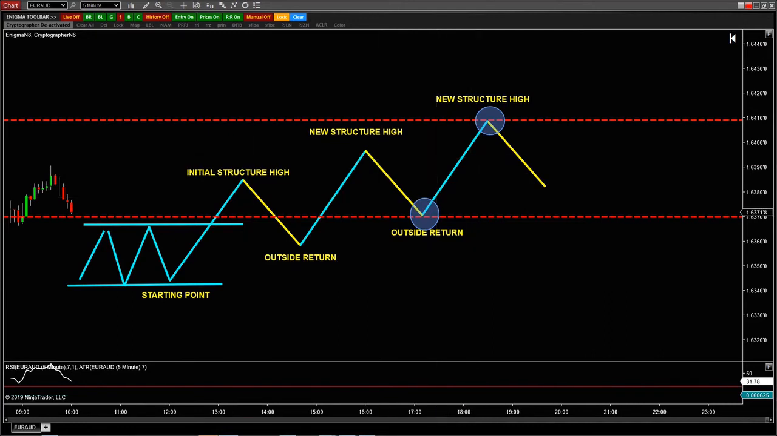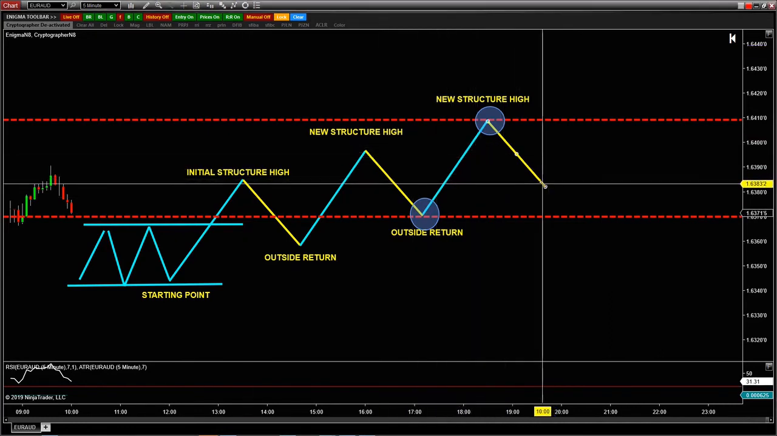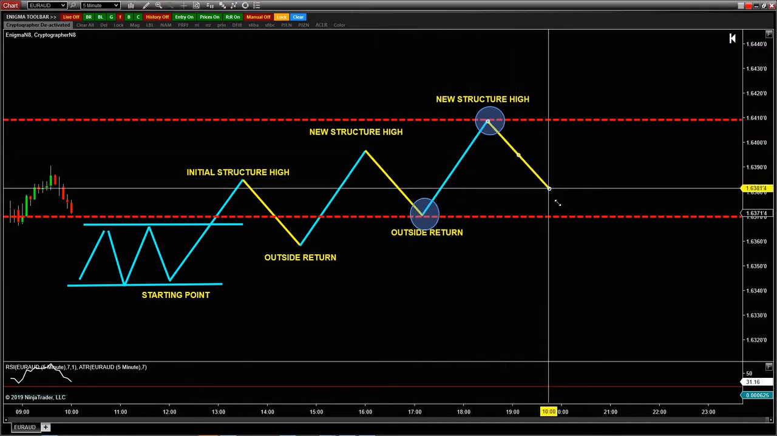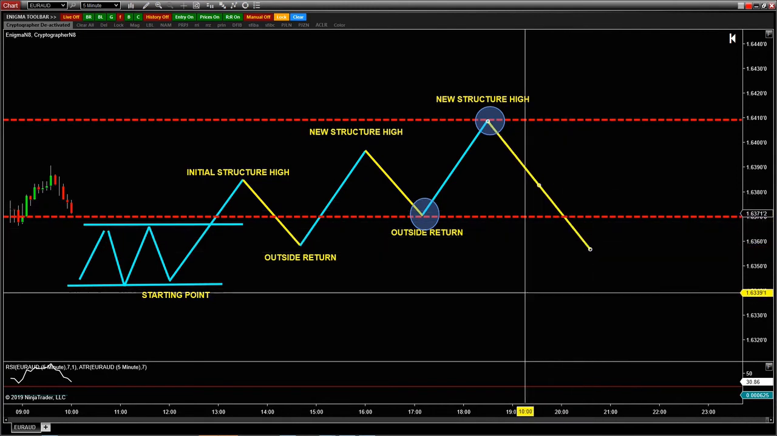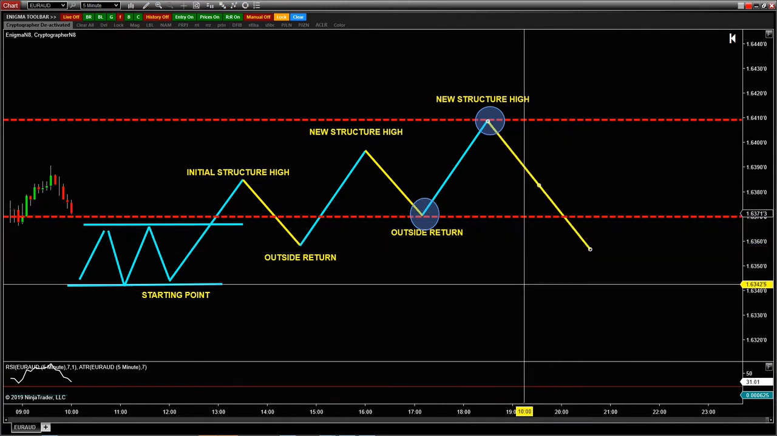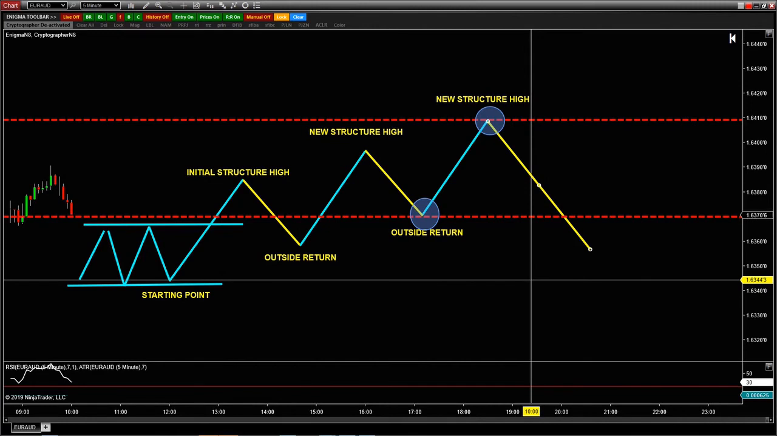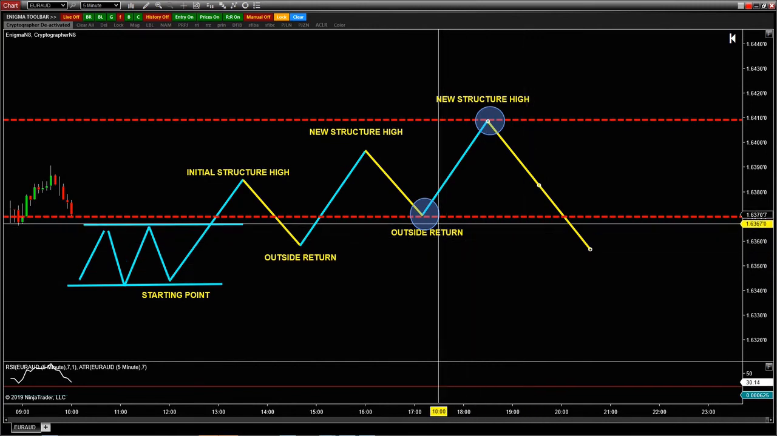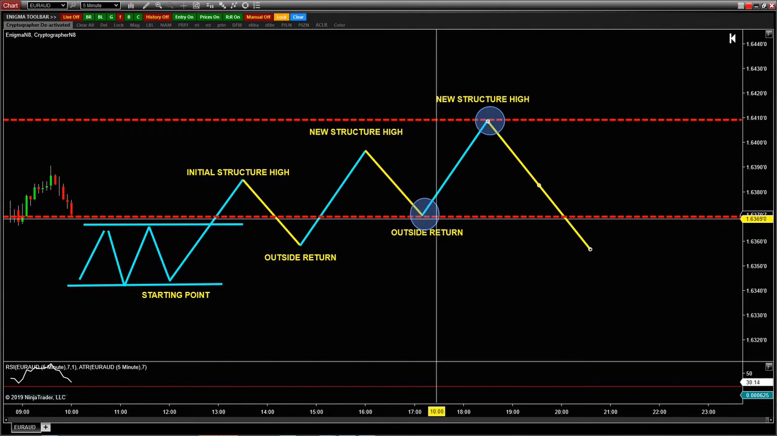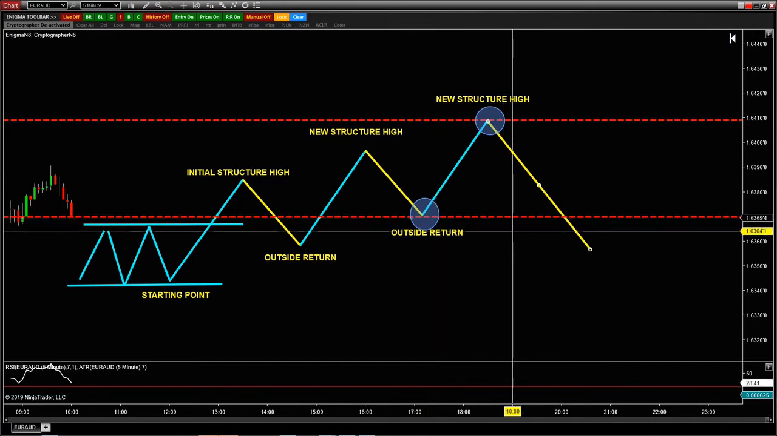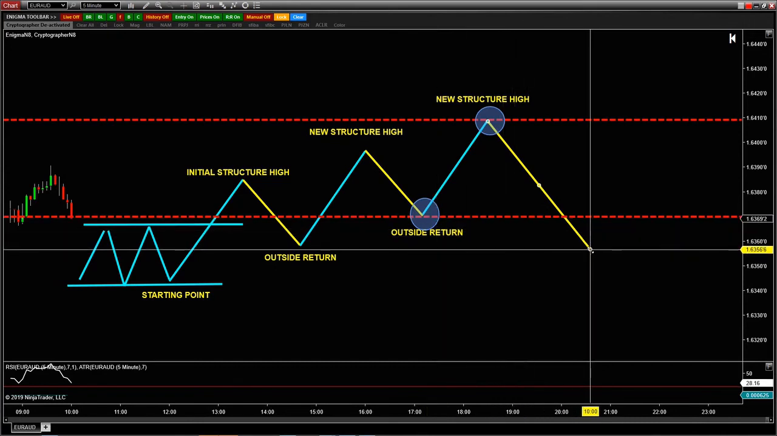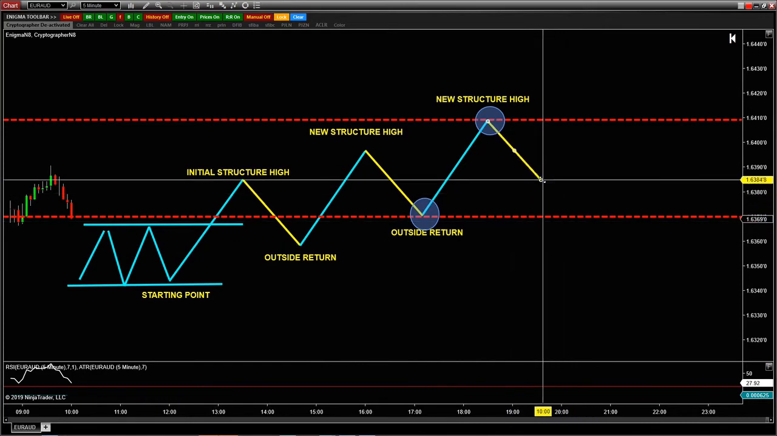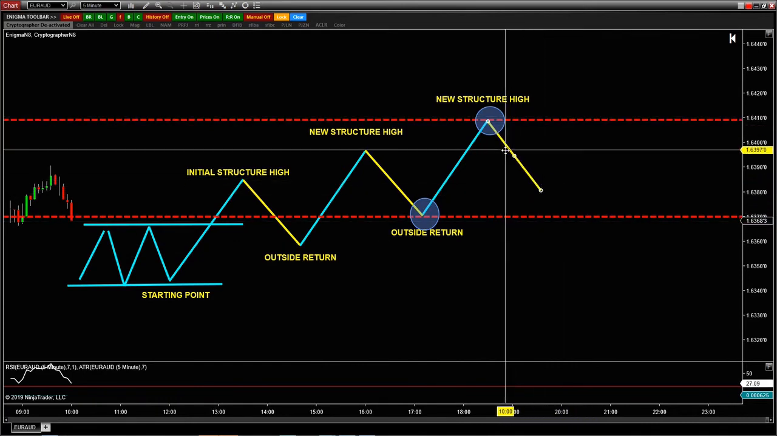Now, on the other hand, what if this outside return does this? Now what have we done? Are we staying with our pattern of higher lows? No. We violate. I'll do it one more time, right? So these are the two decision points.